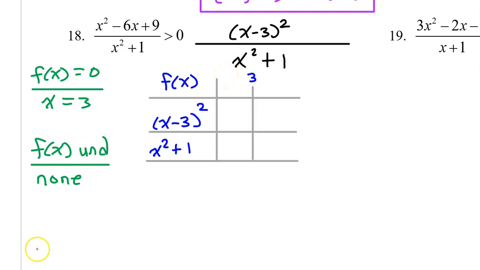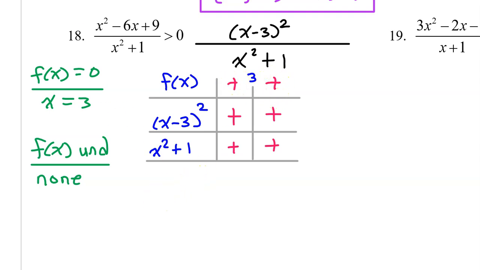So, sign chart. Set up your sign chart like this. X minus 3 squared will be positive in both of these intervals because when you square even a negative, it becomes positive. We already discussed why x squared plus 1 will always be positive. So that means f of x will be positive in both of these intervals.